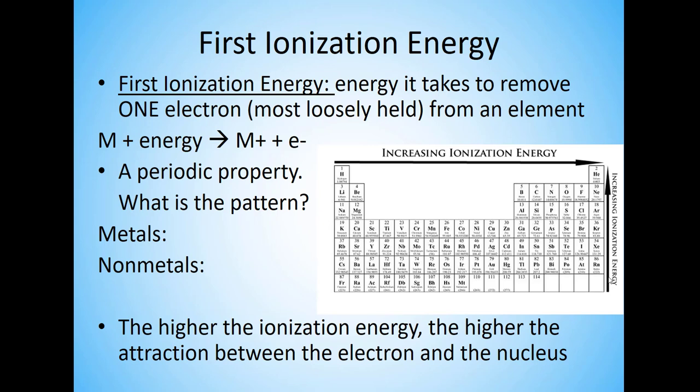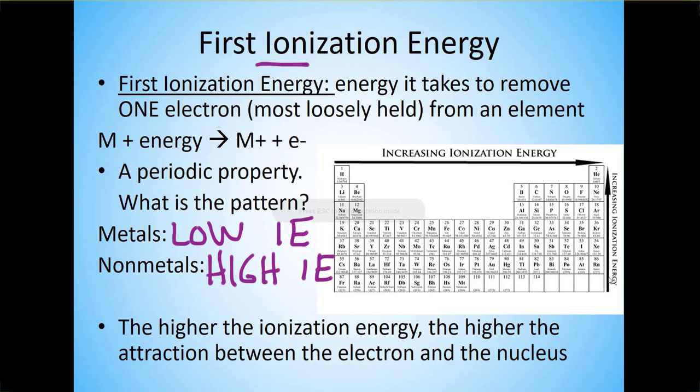All right, first ionization energy. So ionization means we're making an ion. And remember, an ion is an atom with a charge. So that's what ionization energy means. And first ionization energy means it's the energy required to remove 1 electron, the most loosely held electron from the element. And most of the time this happens with metals. So metals have a very low amount of ionization energy. Nonmetals have a high amount of ionization energy. So again, low over here with metals and high over here with our nonmetals.